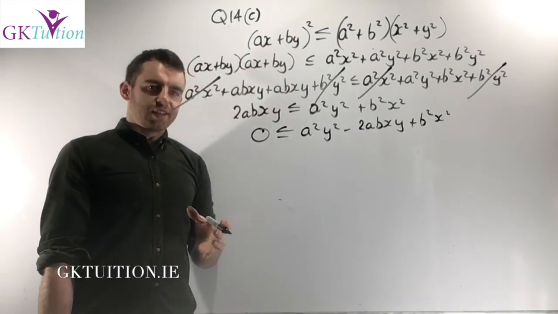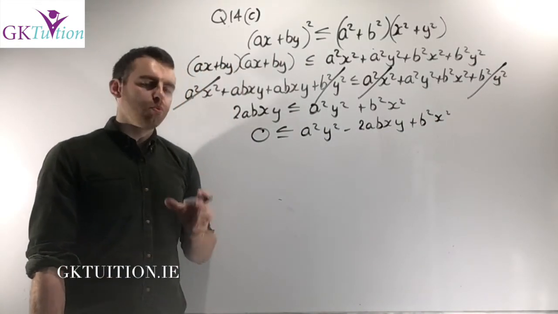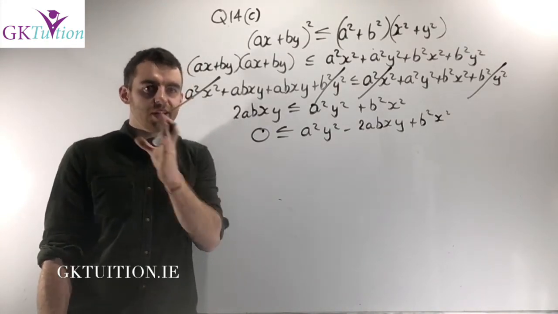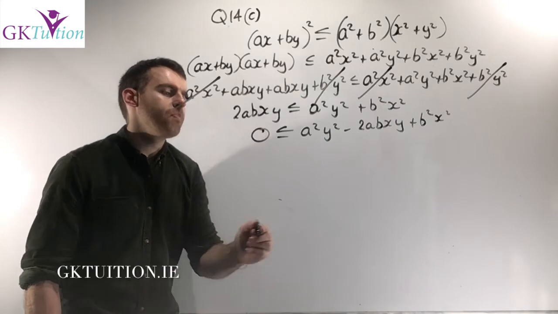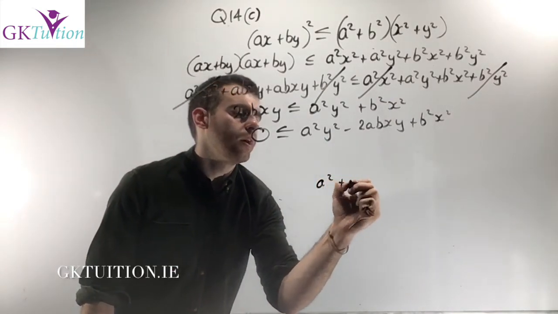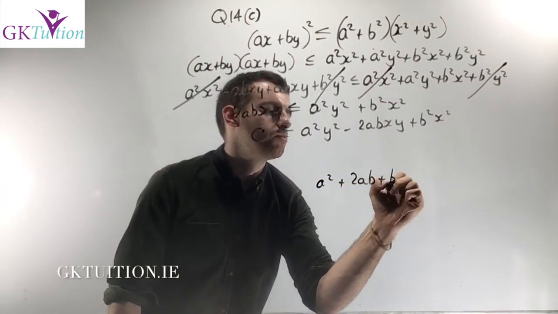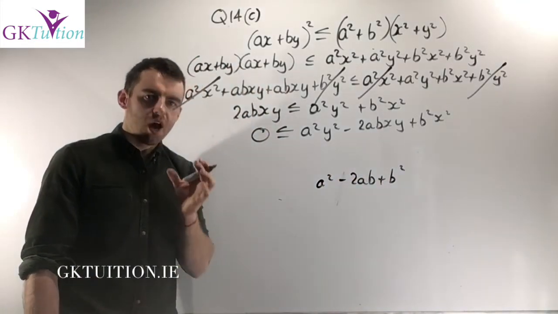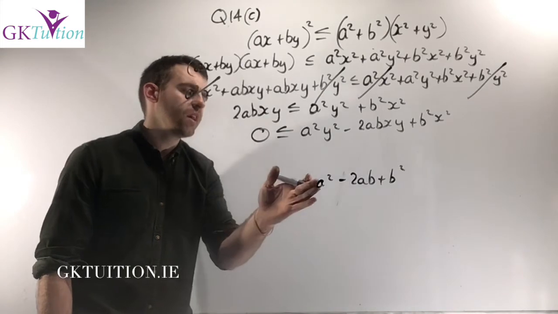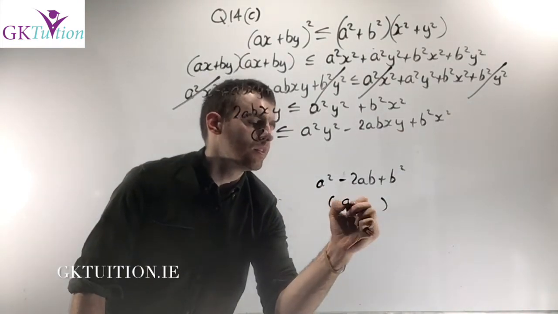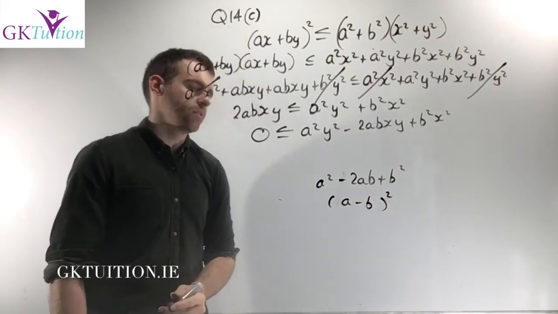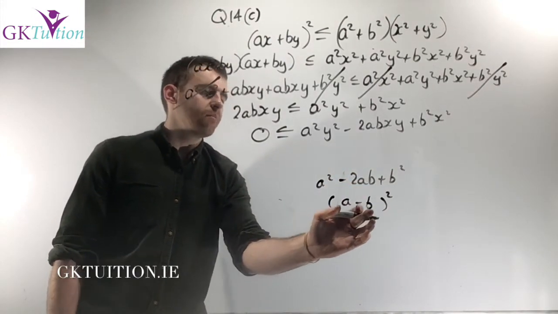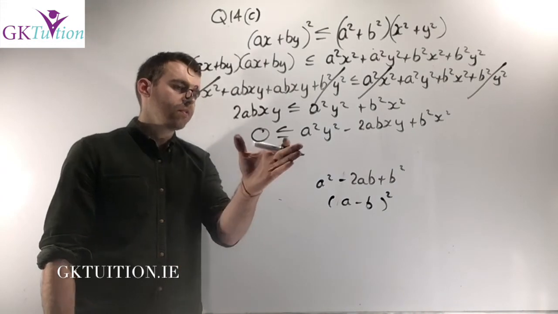Now, this is the bit that's really tricky. One of the things that you had to learn, or that I've told you to learn, and it came up in the last one of these that we did, is that if you have a squared minus 2ab plus b squared, I would expect you to recognize that that can be factorized as (a minus b) squared. That's what you have to recognize here.